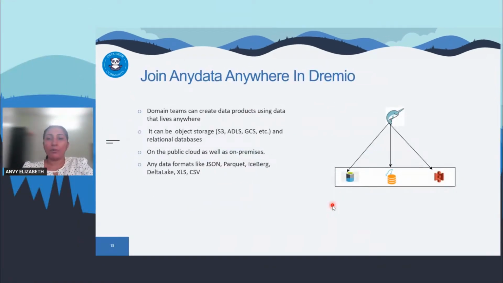So how does Dremio help to overcome the challenges we explained earlier? We said the data is in different formats. Domains can create data products using data that lives anywhere. Dremio helps you take your query and join it from anywhere. Whether your data sits in a legacy system, S3, or ADLS, you can query it here, whether your data is in the cloud or on-premise, and in any format like JSON, Parquet, Iceberg. All these formats are supported in Dremio. You can easily join the data. That is one of the advantages of Dremio that helps us implement data mesh.